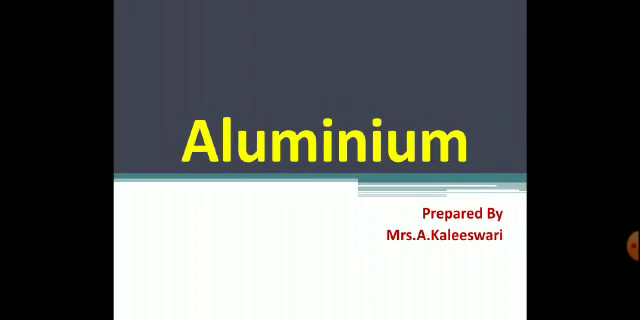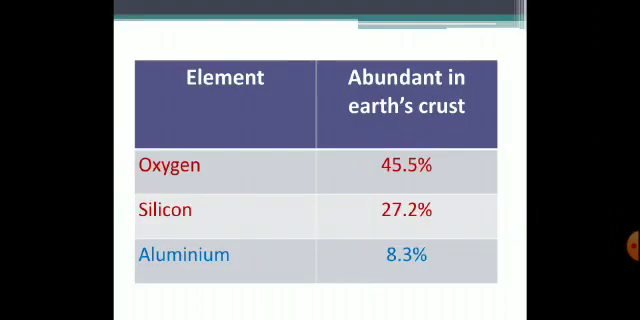We know that aluminium is a soft, silvery white and corrosion resistant metal. It is the third most abundant element in the earth crust after oxygen and silicon. It makes up 8.3% of the earth crust. Let us see the extraction of aluminium from its ore.